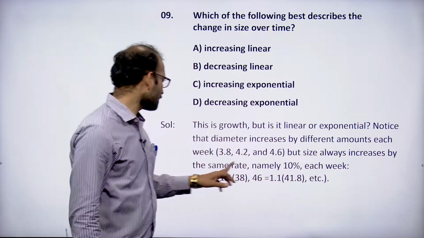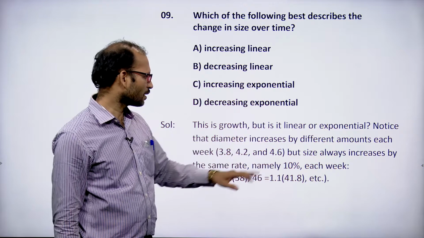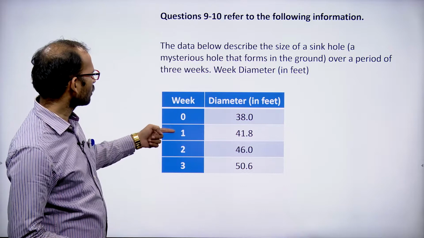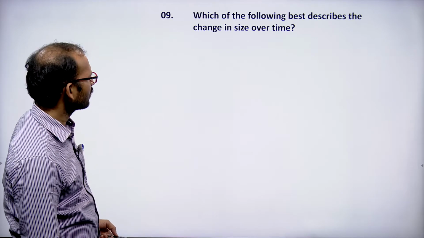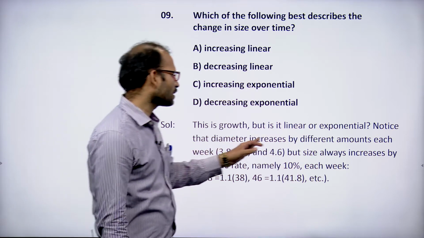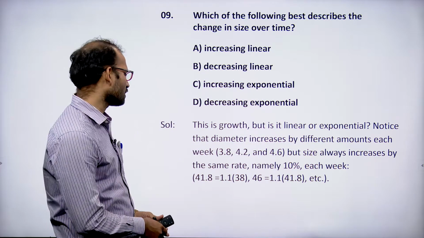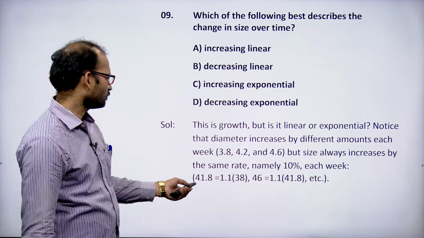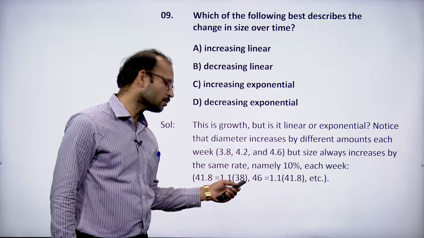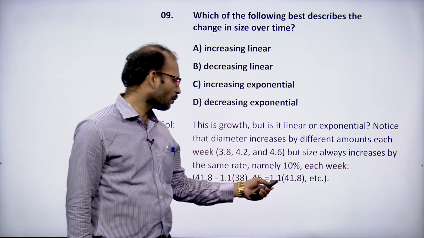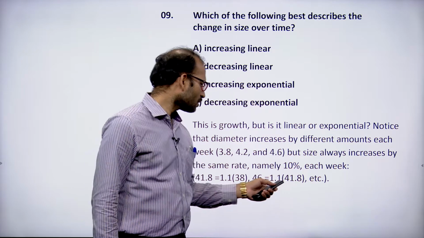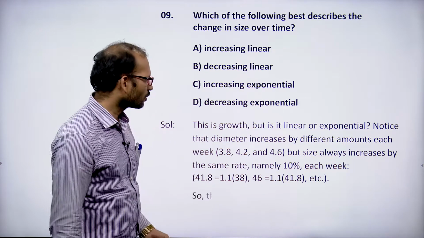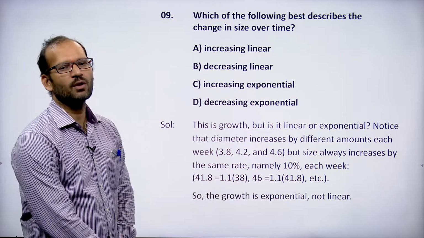But the size always increases by the same rate, namely 10% each week. The size is increasing week by week, 0, 1, 2, 3. The diameter increases by different amounts each week, but the size always increases by the same rate, namely 10% each week. 41.8 I can write as 1.1 times 38. 46 can be expressed as 1.1 times 41.8. Similarly, 50.6 also I can express as 1.1 times something. So the growth is exponential, it is not linear.